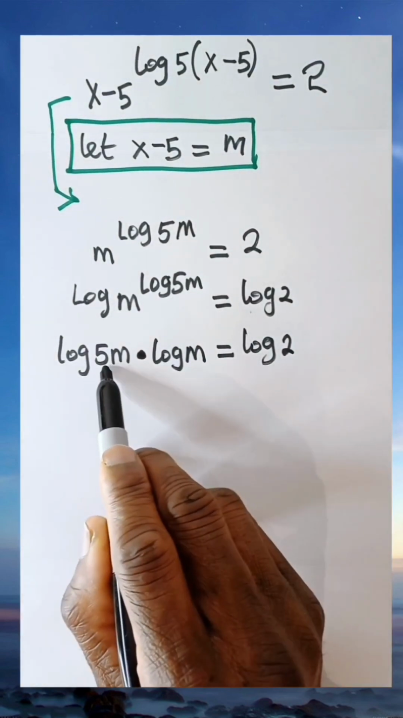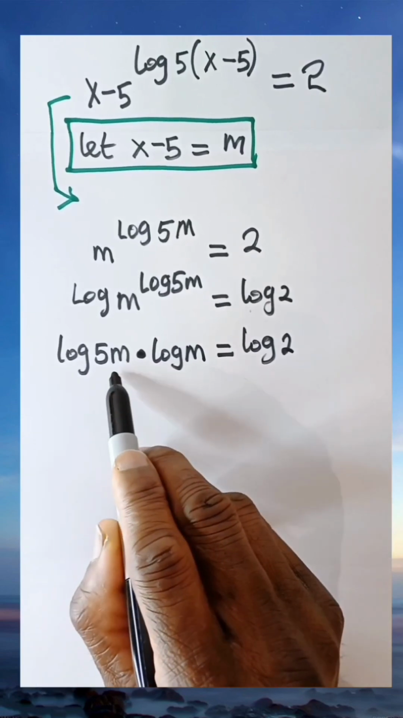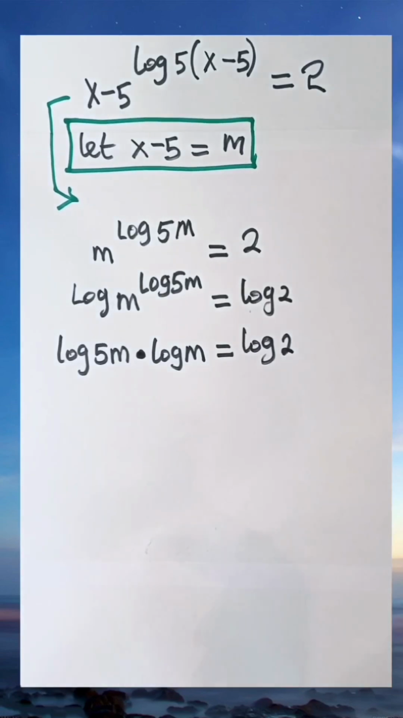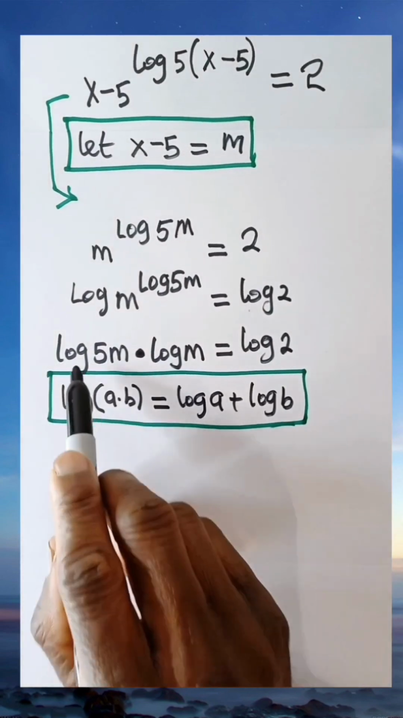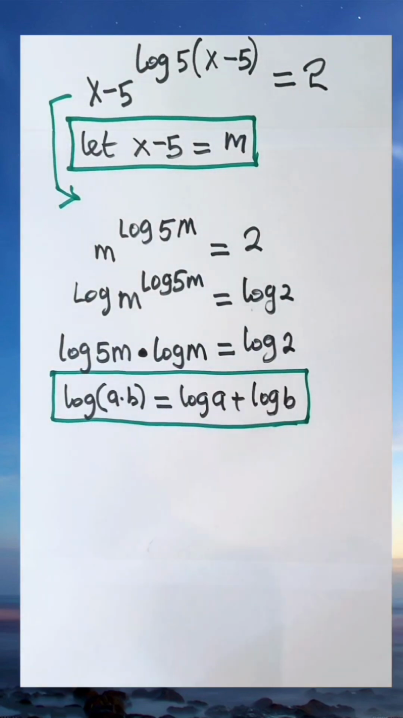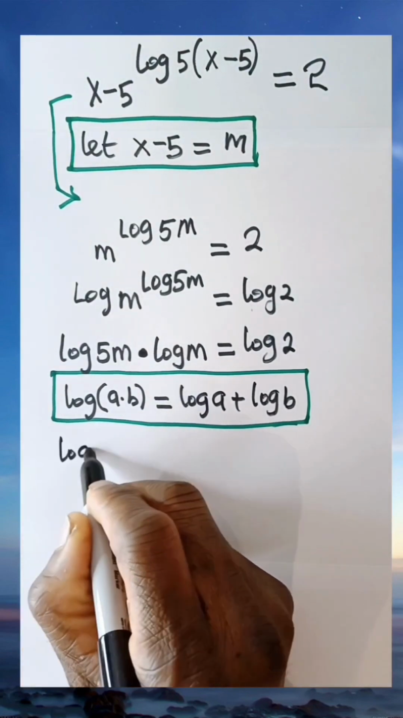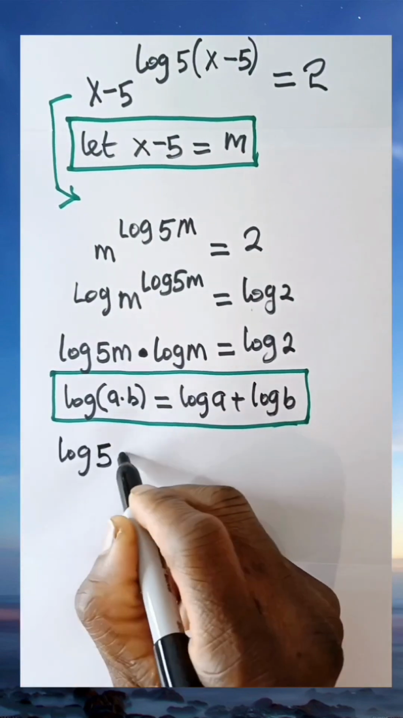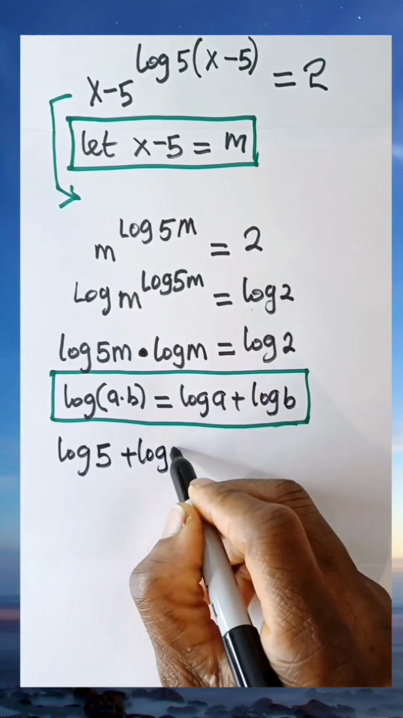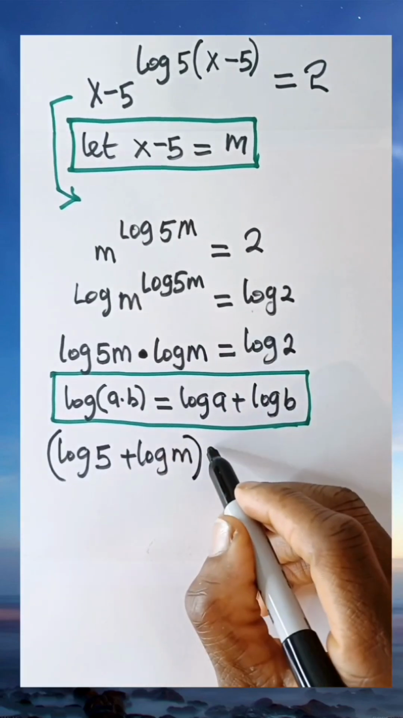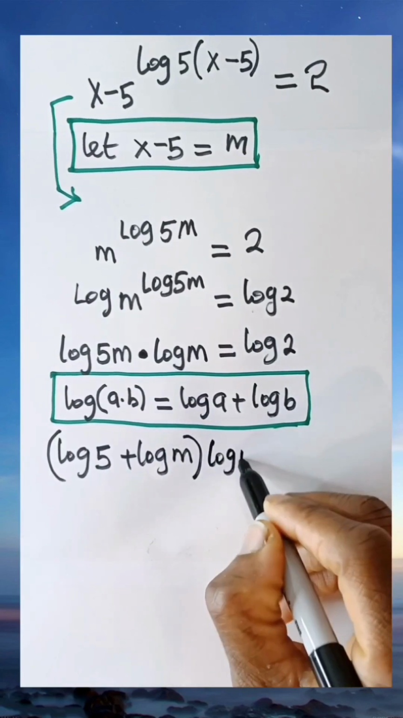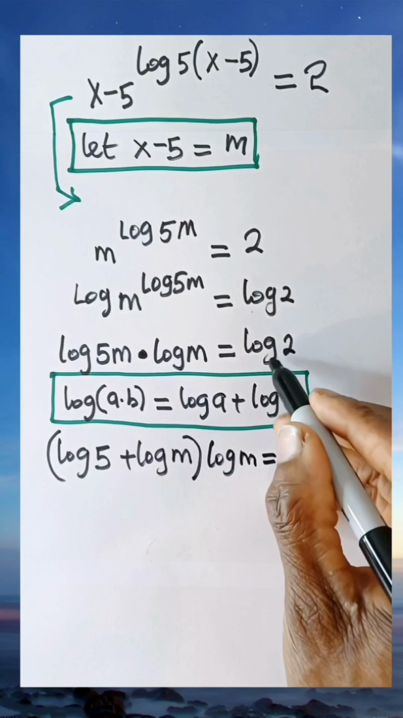Here we have log 5 times m. We are going to apply the multiplication law of logarithm. Okay? We are going to apply this law here. So log 5m will become log 5 plus log m, times log m. And this is equal to log 2.